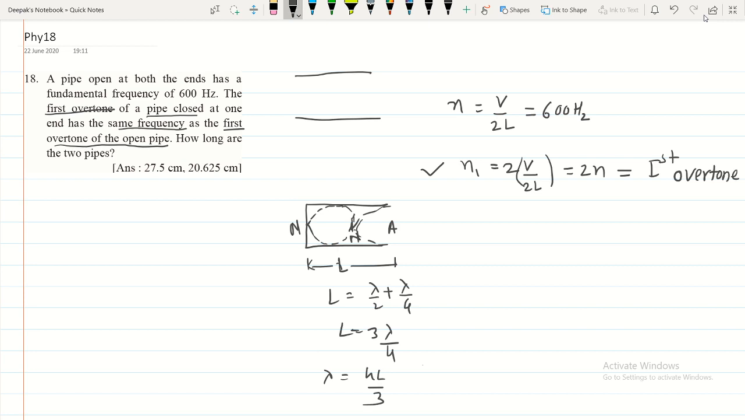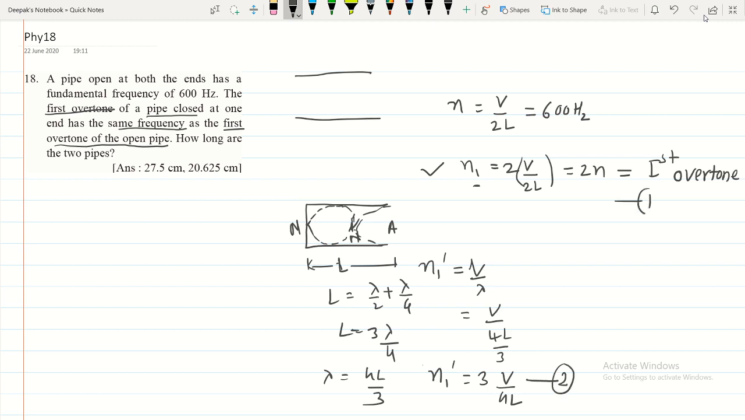The frequency here in this case I'm going to consider N1 dash, right? Because N1 is already mentioned over here as the frequency of the first overtone of a pipe open at both ends. But N1 dash in this case is the frequency of the first overtone in a pipe closed at one end. So N1 dash is equal to V upon lambda, that is V upon 4L by 3. So 3 will go to the numerator. The frequency N1 dash will be equal to thrice V upon 4L. But this is equation 2.